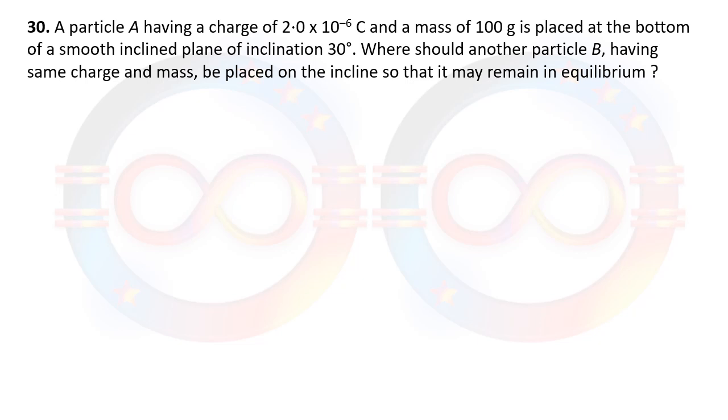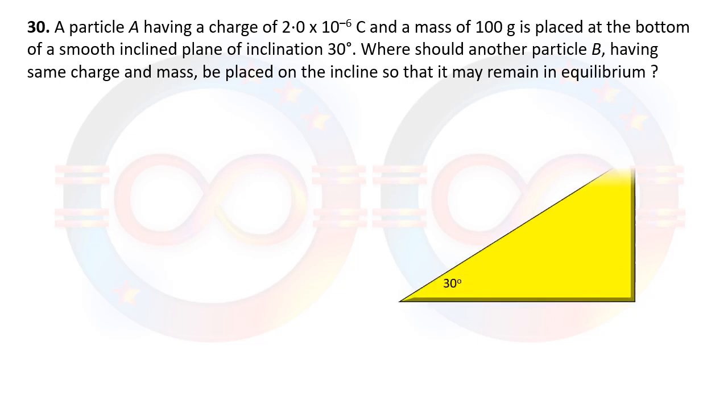A particle A having a charge 2 into 10 raised to minus 6 coulomb and mass 100 gram is placed at the bottom of a smooth inclined plane of inclination 30 degree. Here is the inclined plane. A particle A is present here. Some charge is there on the particle, 2 into 10 raised to minus 6 coulomb, and mass is 100 gram. The question is, where should another particle B having the same charge and mass be placed on the incline so that it may remain in equilibrium?